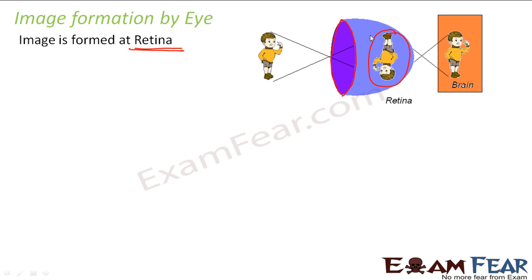But do you think that when we view something, we see it inverted? No, we see an erect image. Then who converts this image back to an erect image? It is nothing but the brain. Connecting the eye to the brain, there comes the role of rods and cones, the receptors which are present on the retina. So this is how image formation takes place by the eye.